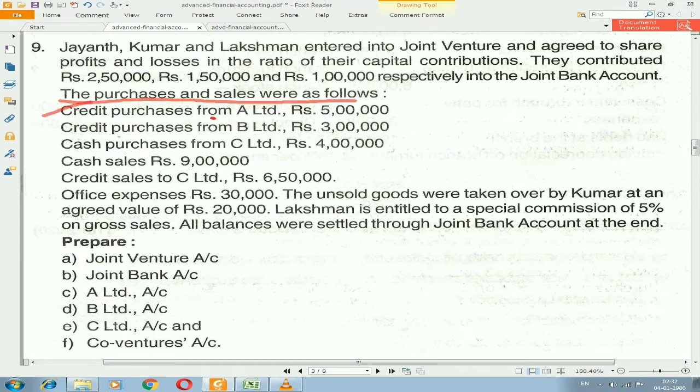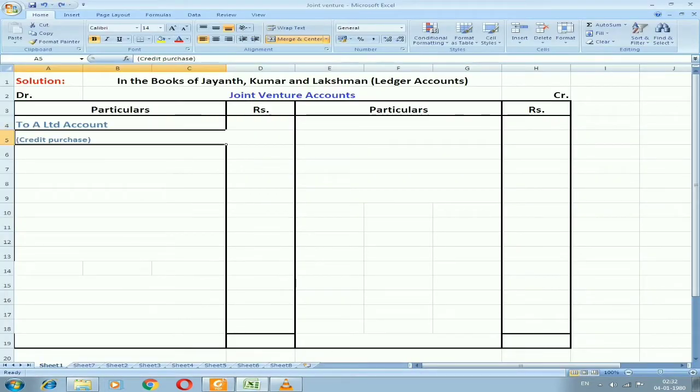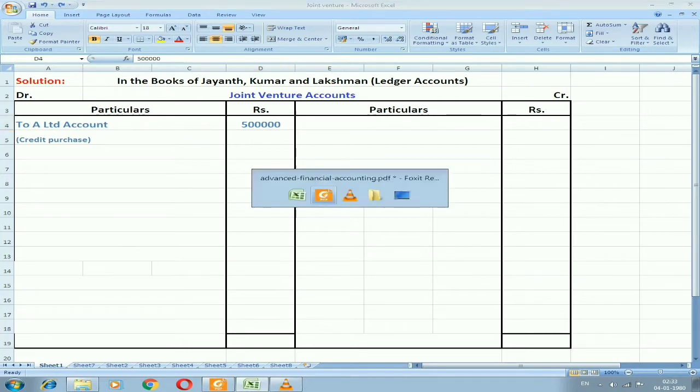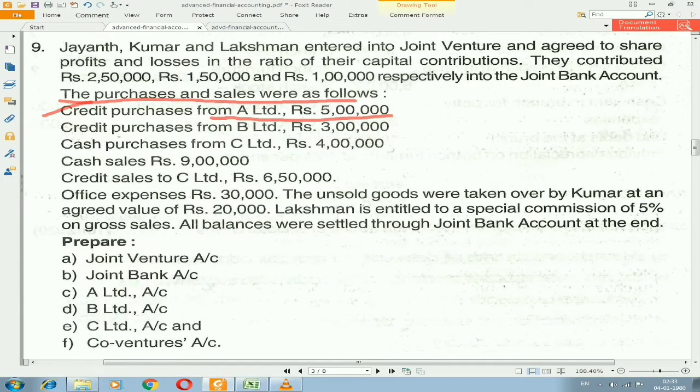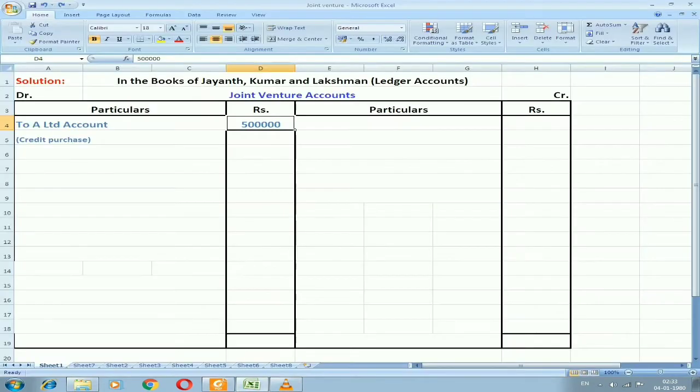So first is credit purchase from A Limited. As they have mentioned, it is credit, so we are supposed to take the name of the creditor, that is A. Let us take it in his name: to A's account, credit purchase 5 lakh. If it is paid through cash, then we can take it under bank, but it is a credit purchase. The second one is also credit purchase from B Limited rupees 3 lakh. We can take the creditor's name, that is B Limited: to B Limited account, credit purchase 3 lakh.